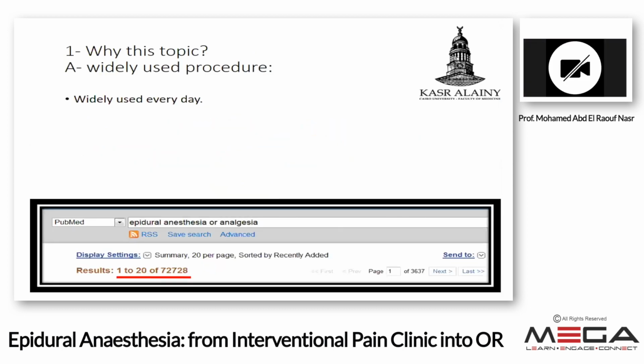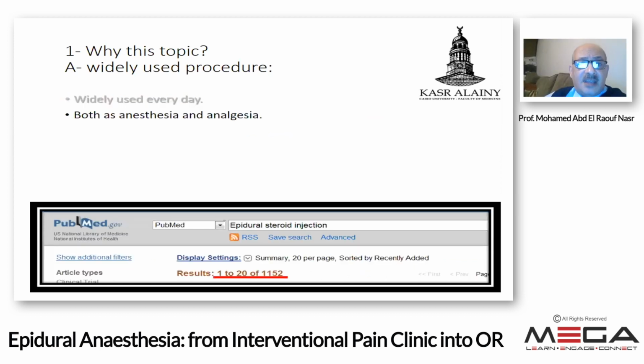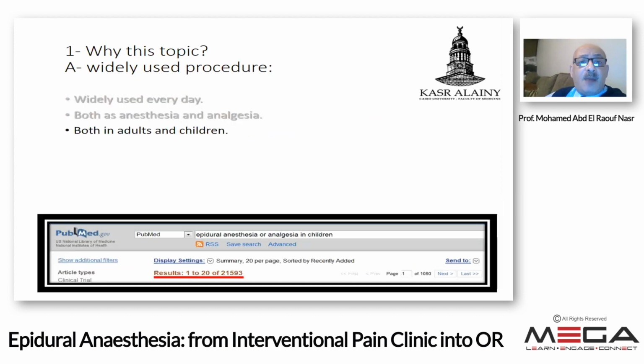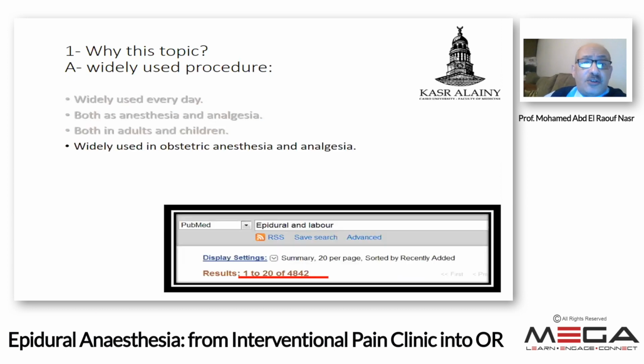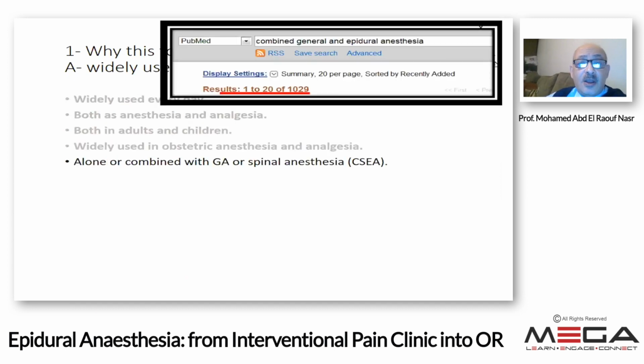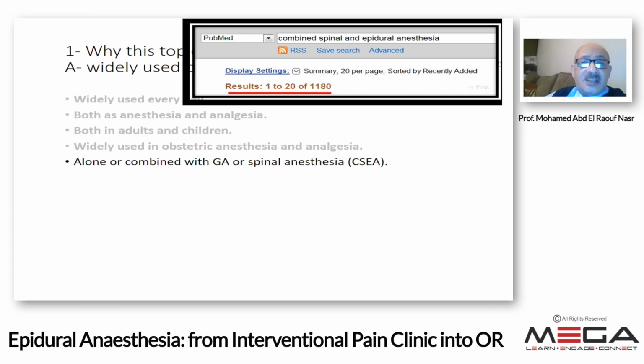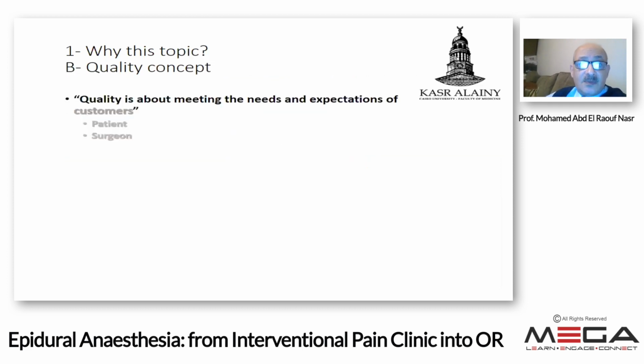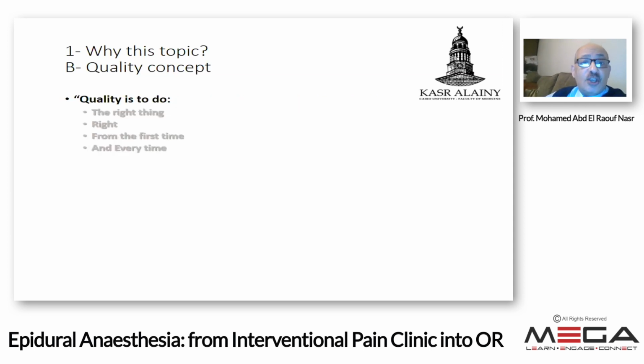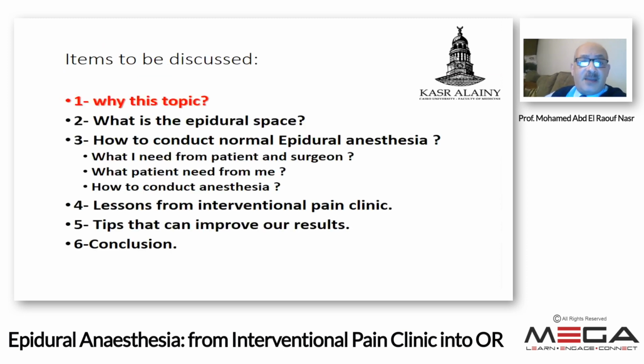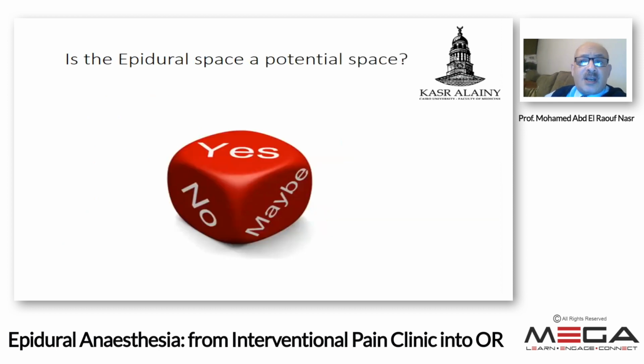Why this topic? Because it's a widely used procedure every day, for both anesthesia and analgesia, in both adults and children, and in obstetric anesthesia and analgesia. We can combine it with general anesthesia or with spinal anesthesia. If we are talking about the quality concept, quality means meeting the needs and expectations of our customers, who are patients and surgeons. So we have to do the right thing, right from the first time and every time. By the end, I would like us to improve the quality of our epidural anesthesia.